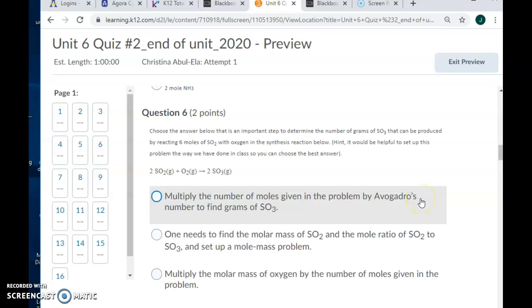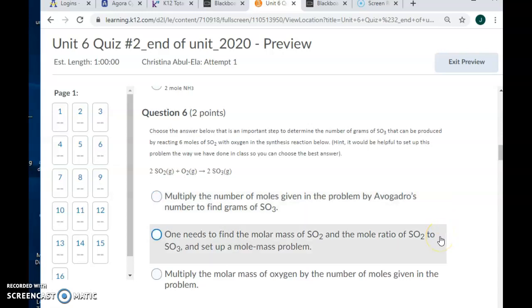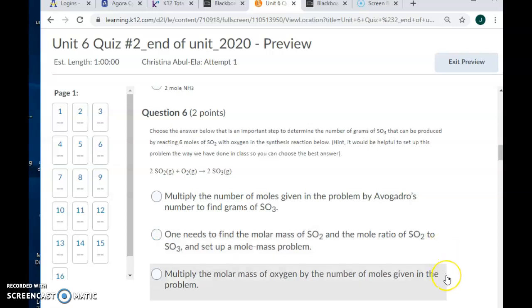Multiply the number of moles given in the problem by Avogadro's number to find grams of SO3. One needs to find the molar mass of SO2 and the mole ratio of SO2 to SO3 and set up a mole mass problem. Multiply the molar mass of oxygen by the number of moles given in the problem.